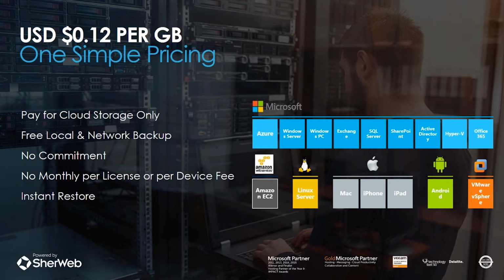On the right, you can see a quick overview of everything that you can back up using the same software. So you can do Azure, you can do Windows, like physical Windows Server on-premise, you can do Windows PC, you can do Exchange Server, you can do MS SQL, you can do SharePoint, Active Directory, Hyper-V, and Office 365. Some of those points are noteworthy. For example, the ability to back up Office 365. That is something that a lot of our partners are using as a value-added service.